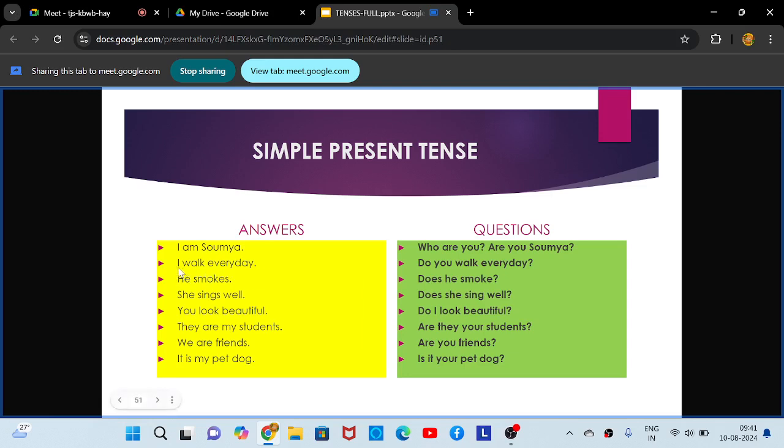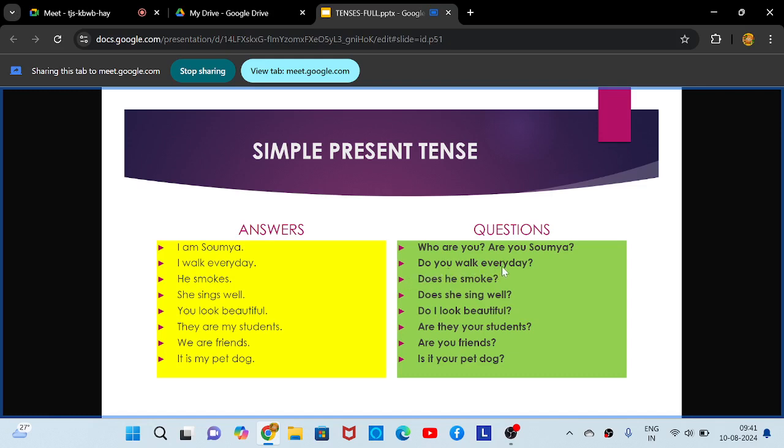So here I is the subject plus walk is the V1 plus everyday is the object. So subject plus V1 plus object. This is in simple present tense, right? So even the question is following the same tense. I will show you how.